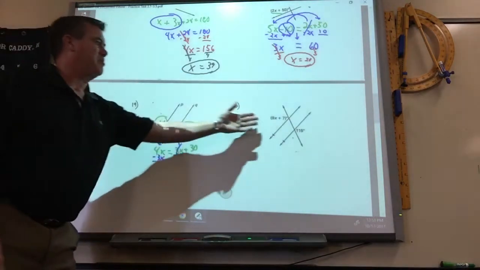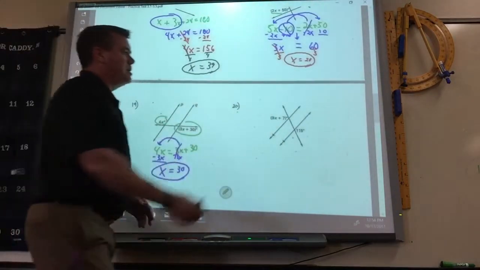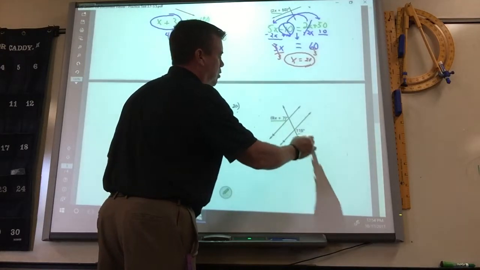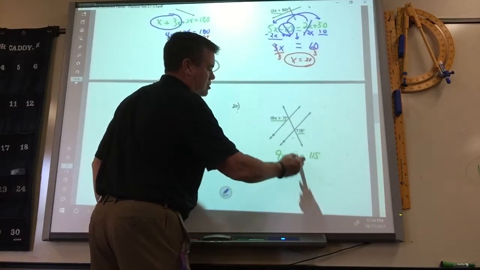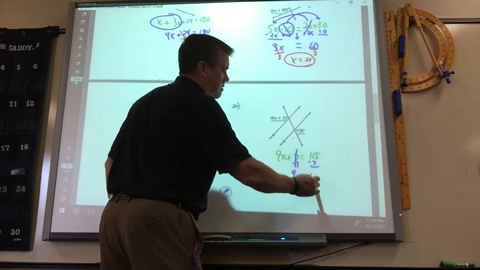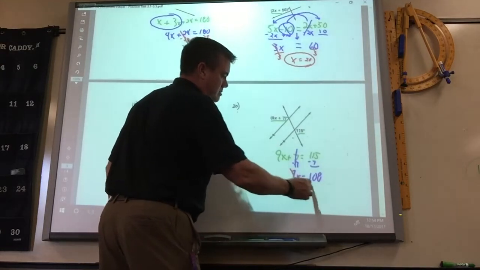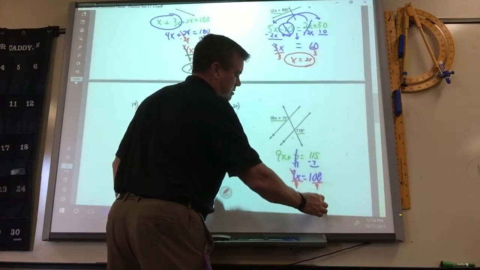Twenty is the same type of picture. These are alternate exterior, just like these two, which means they're equal. 9x plus 7 has to equal 115. So you subtract 7. And then divide by 9. 10, 11, that'd be 12, right?